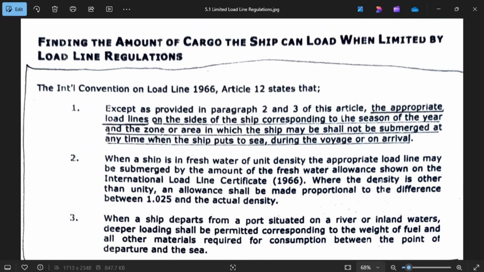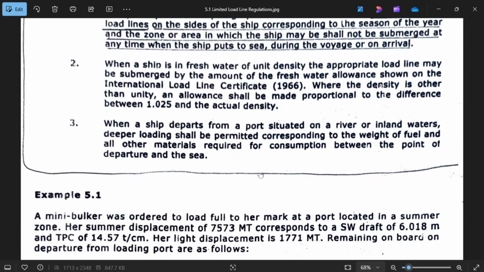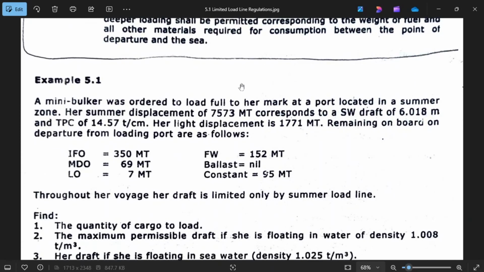This is the title of the program: Finding the amount of cargo the ship can load when limited by load line regulations. So these are the load line regulations. Just read this one, guys, and we'll walk straight to the problem, which is example 5.1.